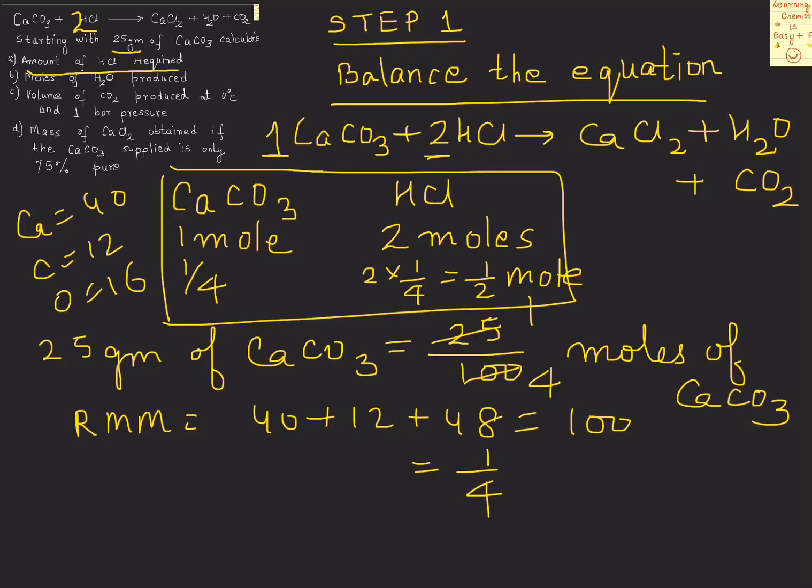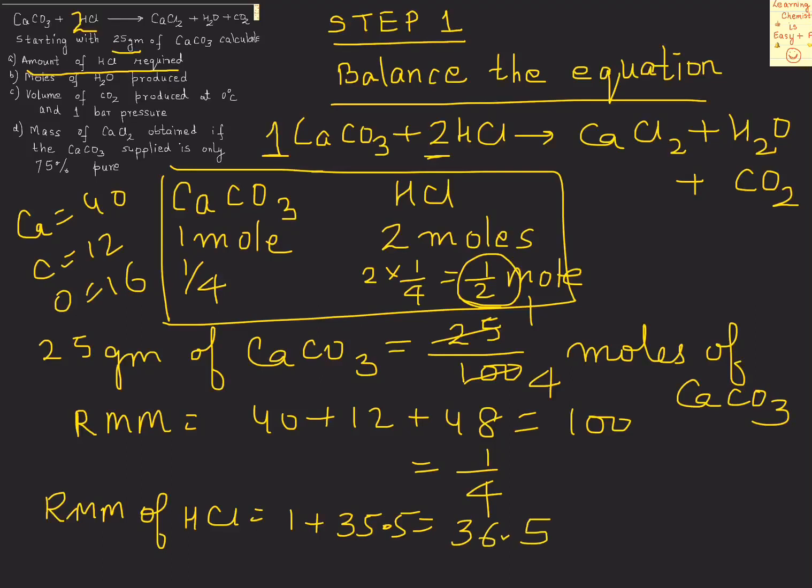Now, have we answered the question? The question says amount of HCl required. So, if you have the number of moles of HCl, can you find out the amount from this? Yes, again we find out the RMM of HCl, which will be 1 plus 35.5, and that's 36.5. And so, we have mass is equal to number of moles into the RMM, and that gives us, please do the calculations, don't copy. I'm waiting for you to do it.